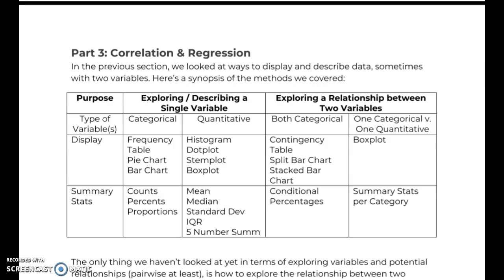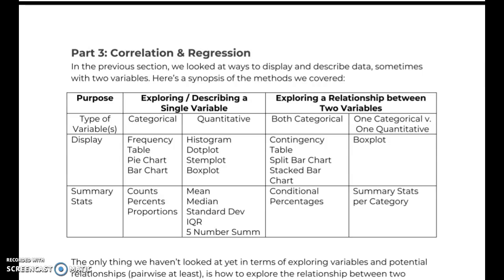Use a categorical graph for your categorical data. Use a quantitative graph for your quantitative data. Same thing with the summary statistics. There are certain things you can calculate for each one of these types of variables. So if you have a categorical variable, you can look at the total number of counts in each category. You can convert those to percents or to proportions.